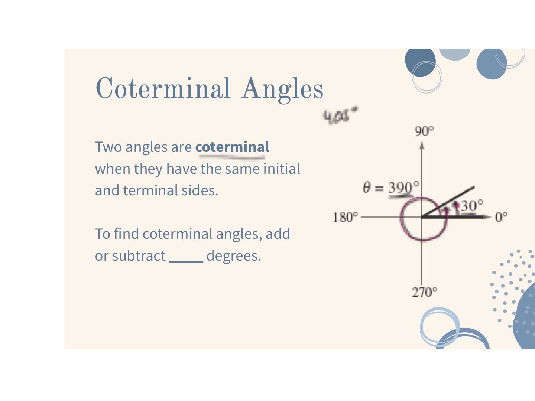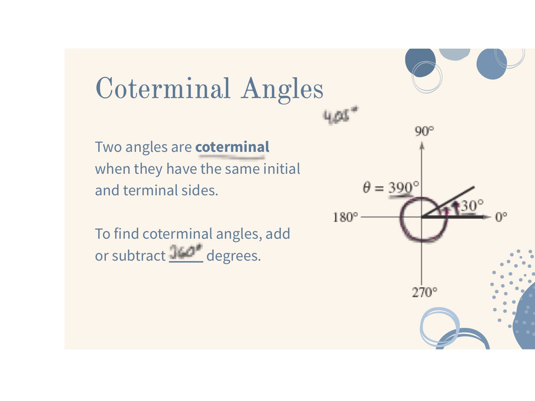They just might have a different amount of rotations. As you can see, 30 degrees doesn't rotate all the way around, but 390 degrees does. It's 30 degrees plus a full rotation. To find a coterminal angle, you're going to add or subtract 360 degrees, just because we had established that 360 degrees is a full rotation around our xy plane.